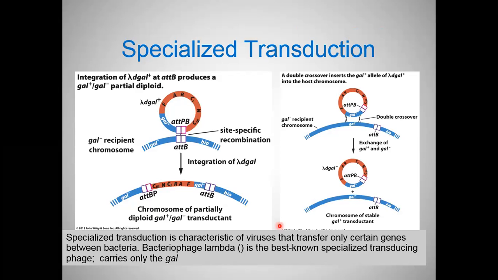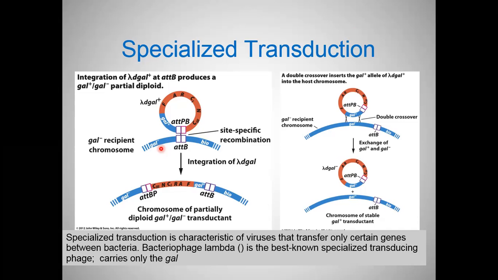For example, when this lambda dgal containing virus attacks the bacterial genome, there will again be a site-specific recombination between the viral att and bacterial att site. Say this bacterium is gal negative. When the virus infects this gal negative recipient, there will be a partial diploidy for the gal gene. So there will be gal positive and gal negative genes in the bacterial cell. This is the partial diploidy condition.